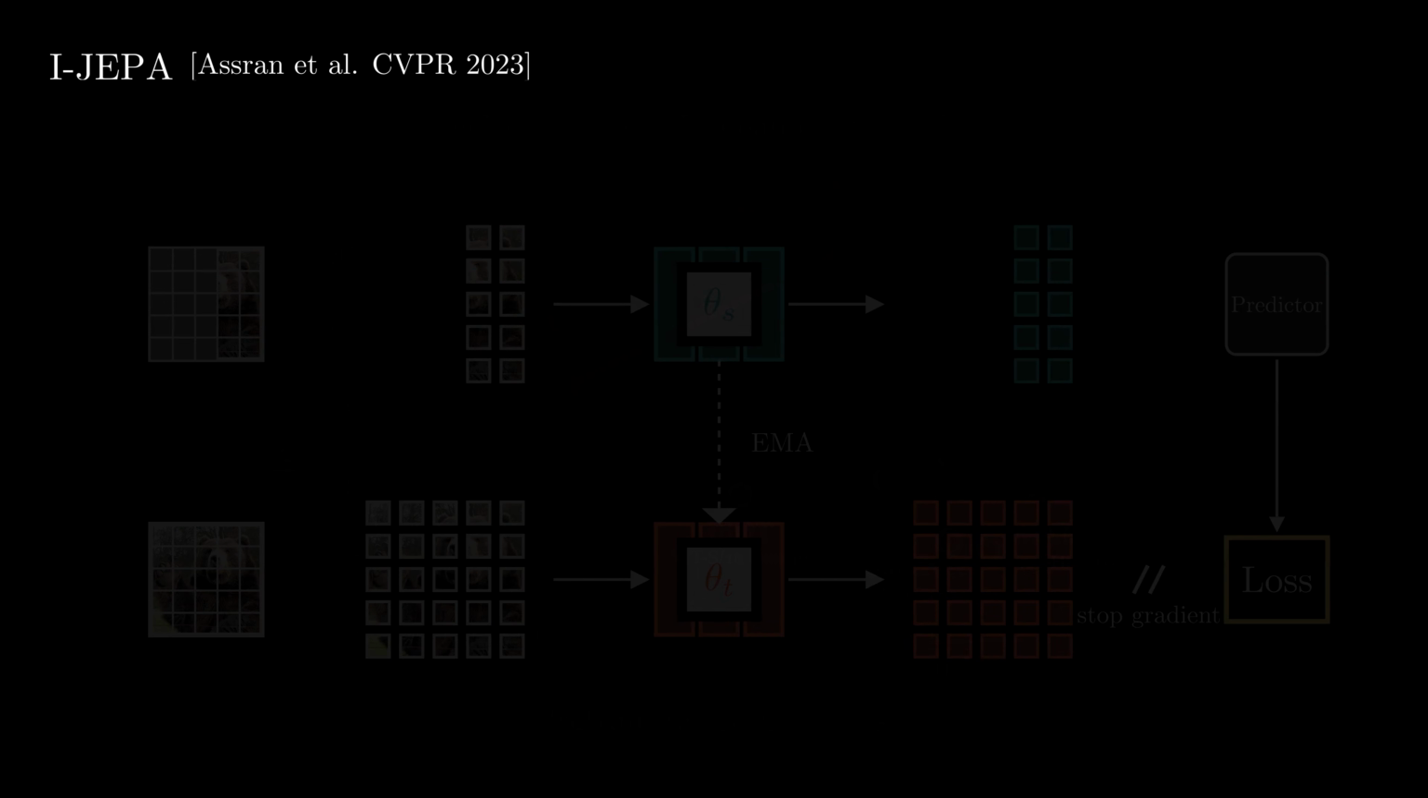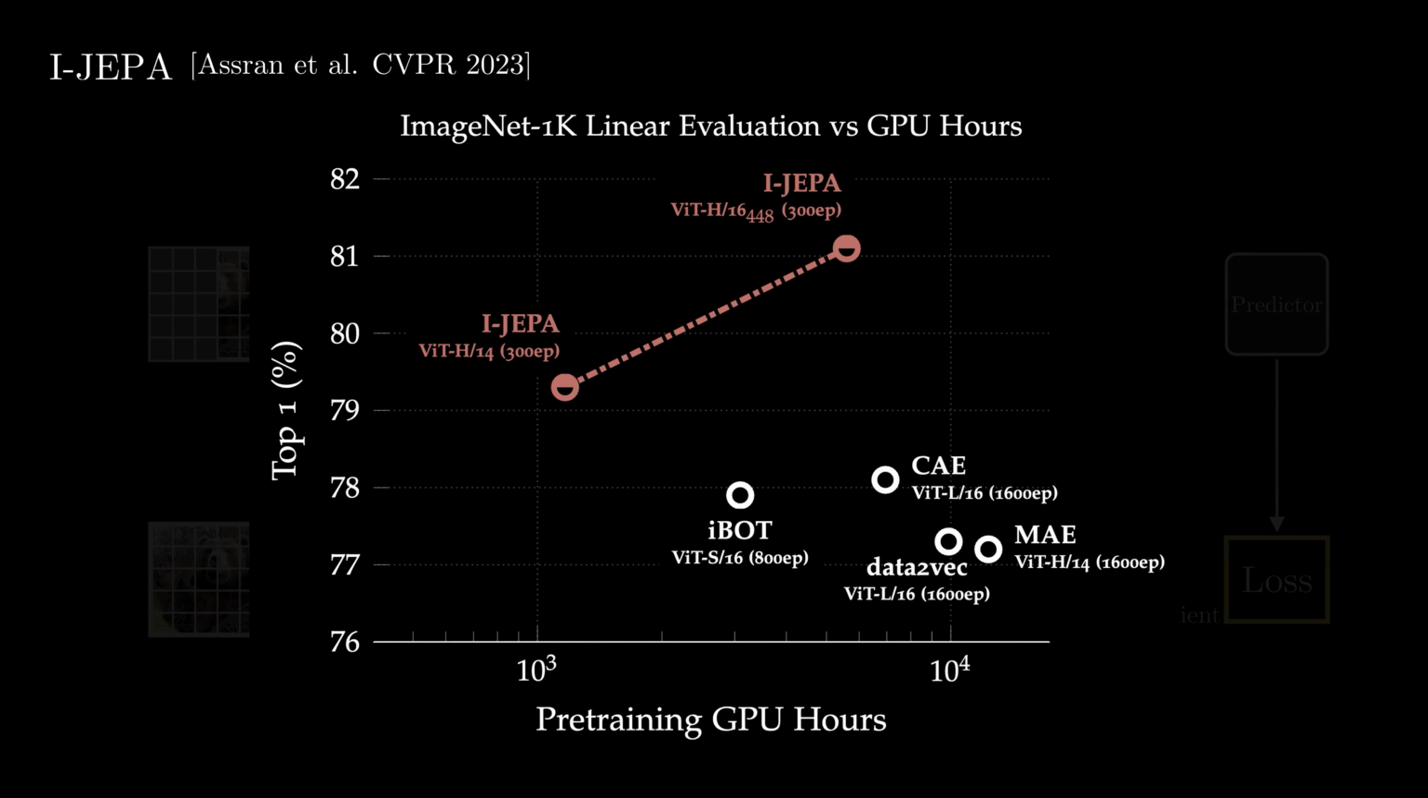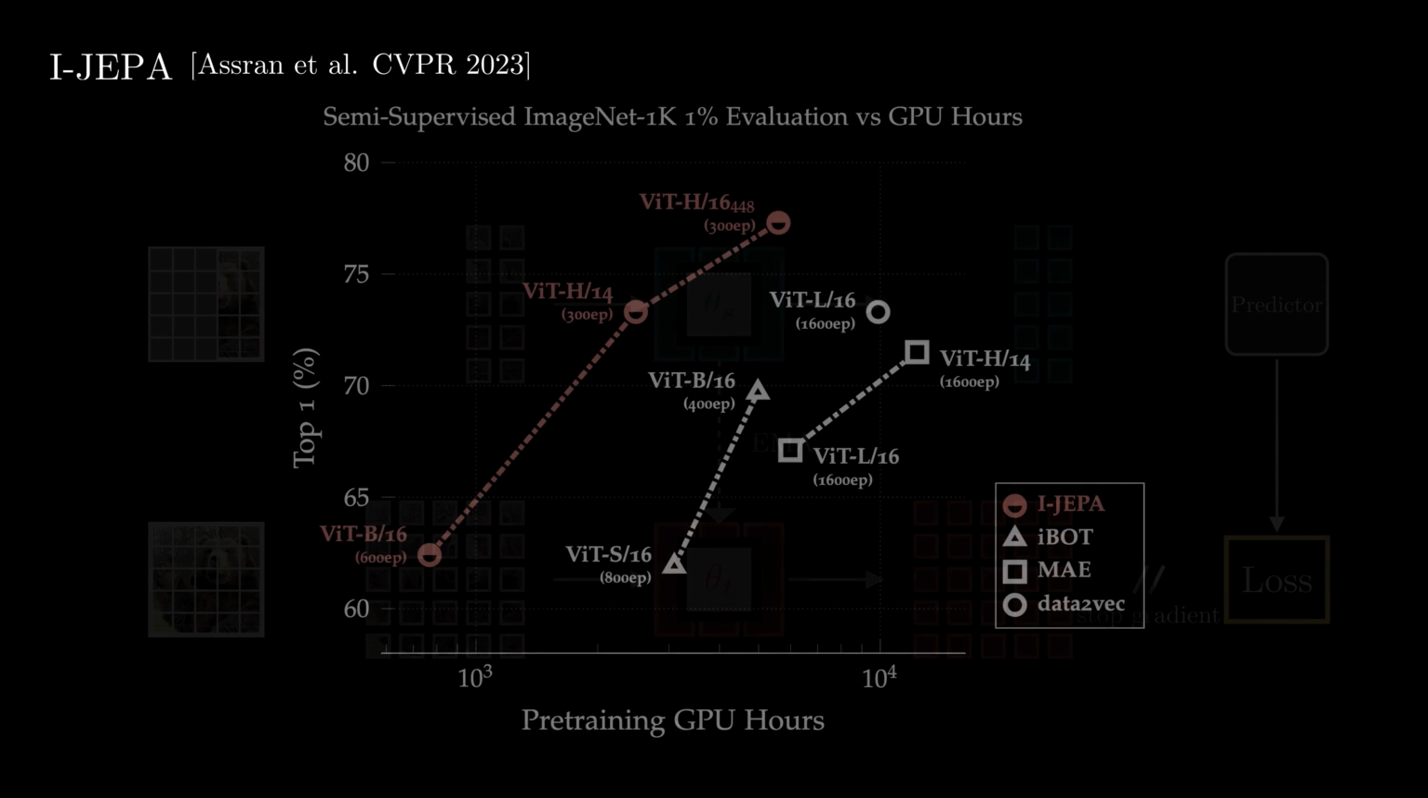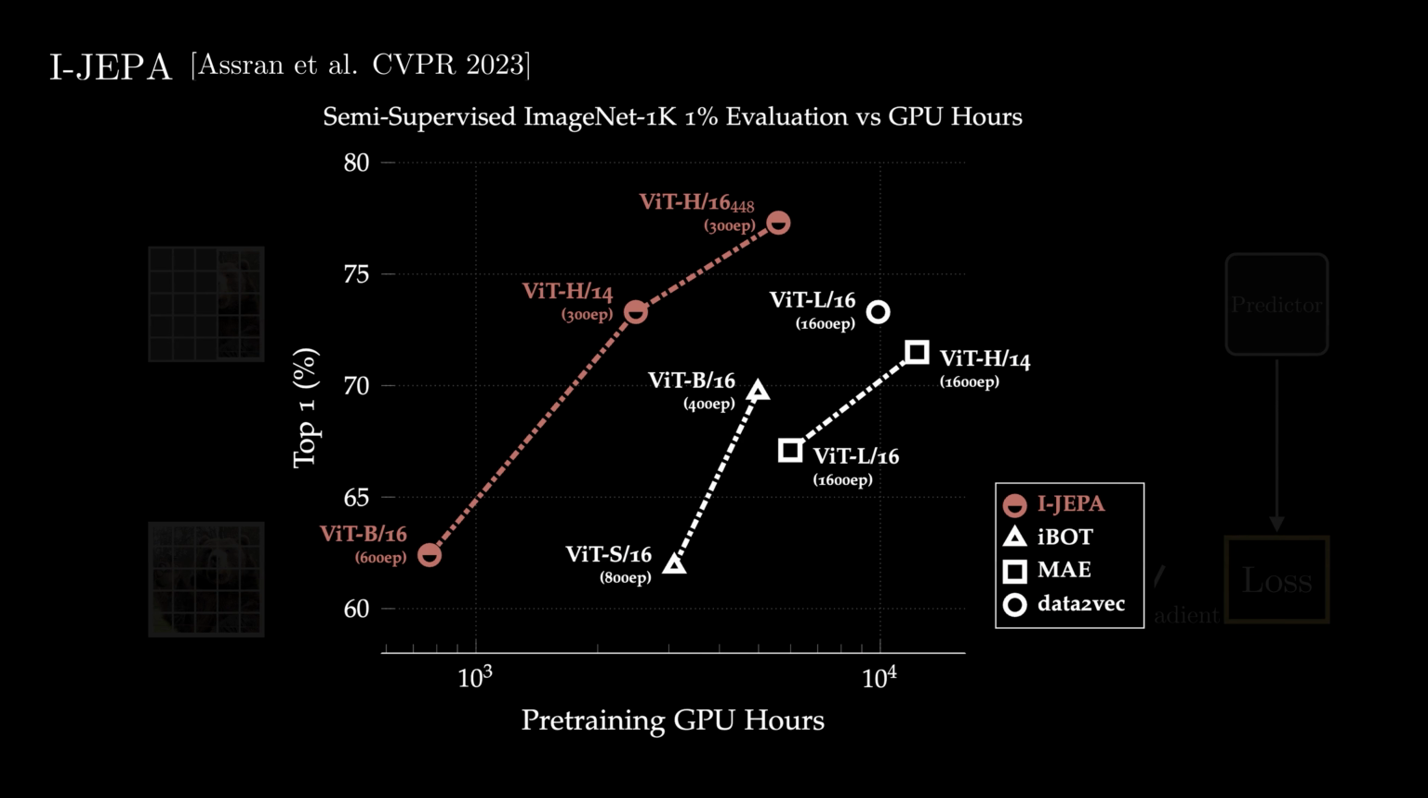In practice, I-JEPA learns strong semantic features while avoiding the cost of reconstructing every missing pixel. The same trend appears when fine-tuning with only 1% of the training data.